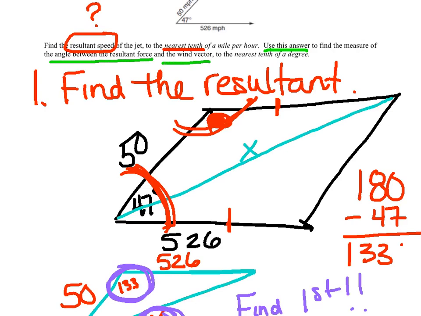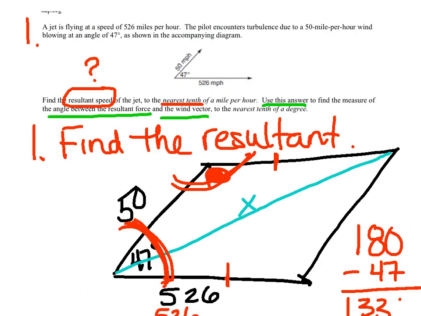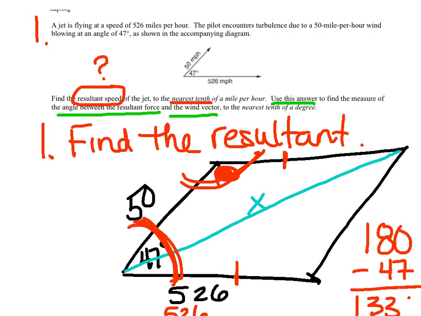Now I just have to keep straight which one the wind vector was, so I'm going to go back and read. A jet is flying at a speed of 526 miles per hour. The pilot encounters turbulence due to a 50 mile per hour wind. Okay, so that is the wind vector. So you are looking for, we'll read it again, the angle between the resultant force and the wind vector, the 50 mile per hour vector.